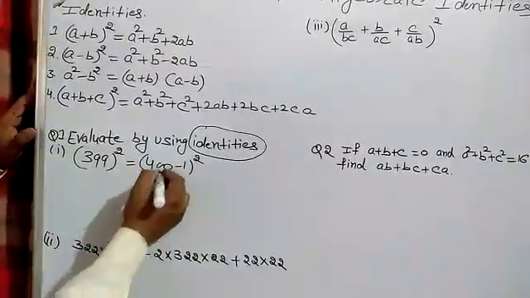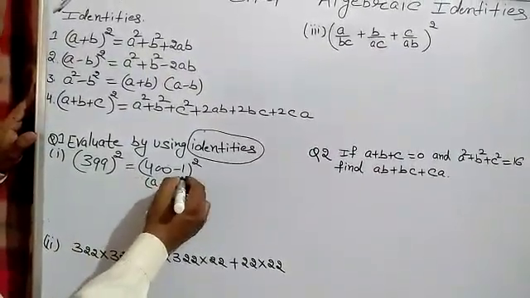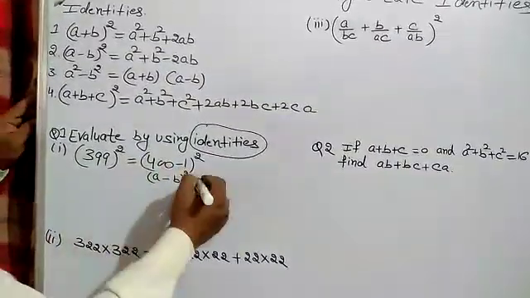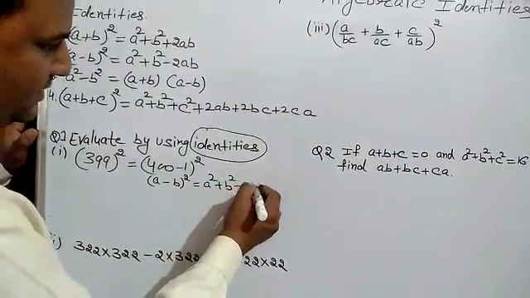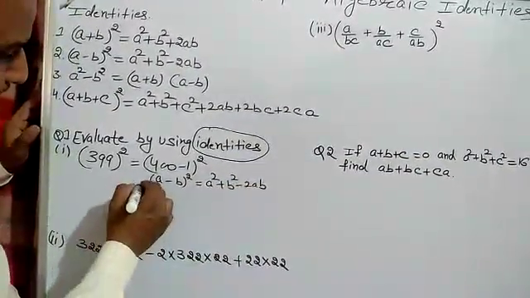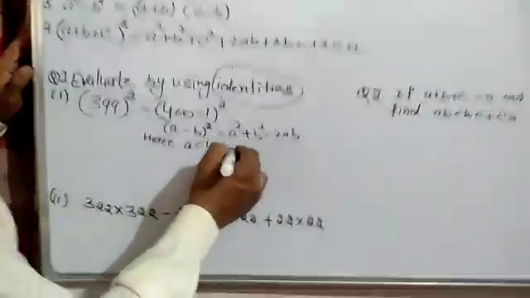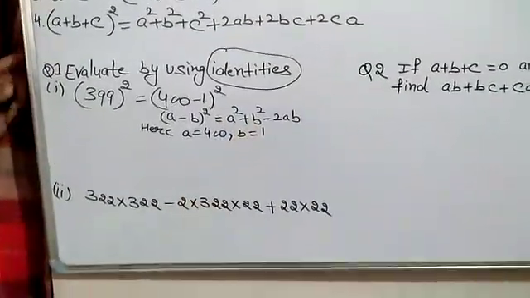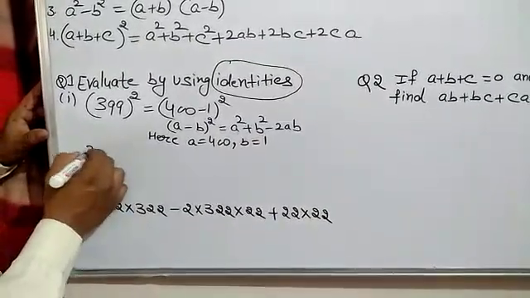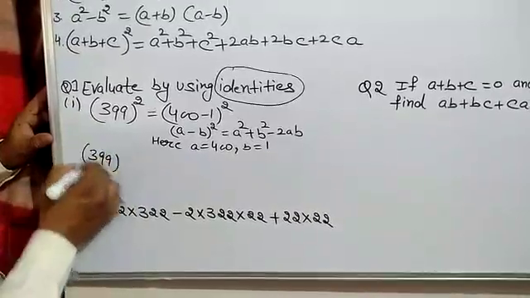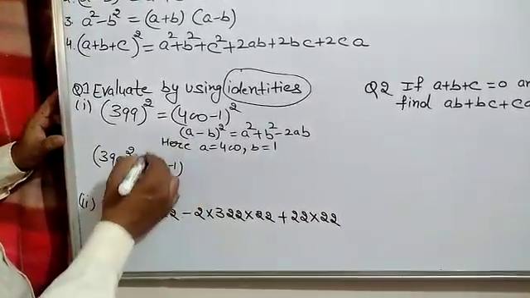That is, if I take 400 as a and 1 as b, so it comes out (a minus b) whole square, which is equal to a square plus b square minus 2ab. Here the value of a is equal to 400 and the value of b is equal to 1. So let us substitute our values. That means 399 whole square is equal to (400 minus 1) whole square.